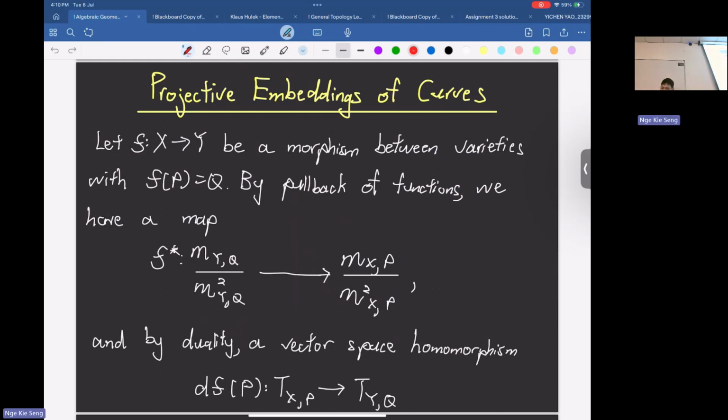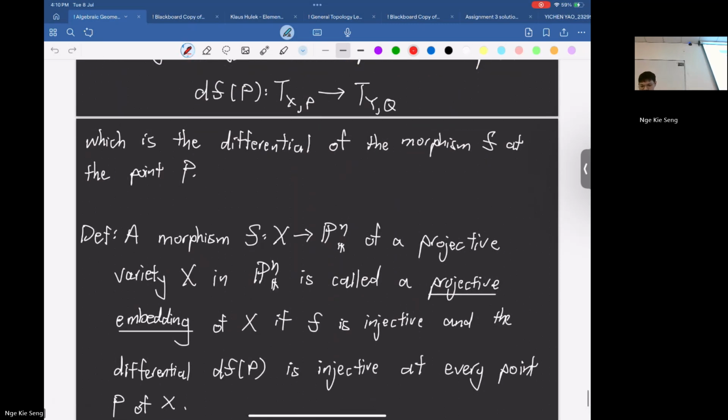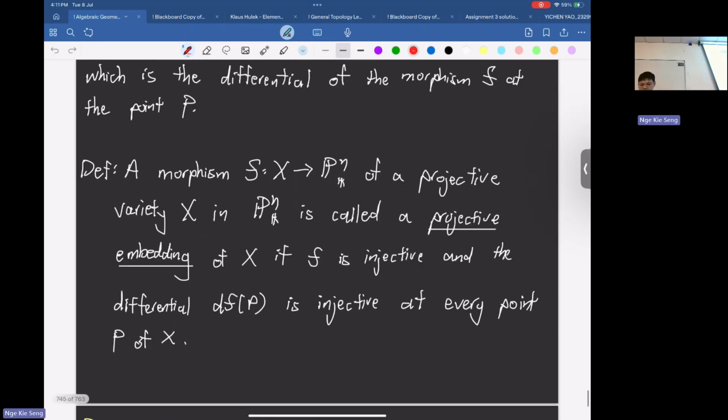but then by duality, if you consider the star of it, so this is the cotangent space, if you put a star on it, then you will have an isomorphism to the tangent space, which we call df. Right. So why do I say this?